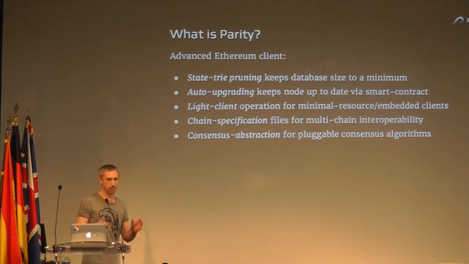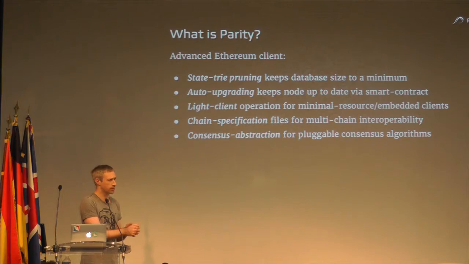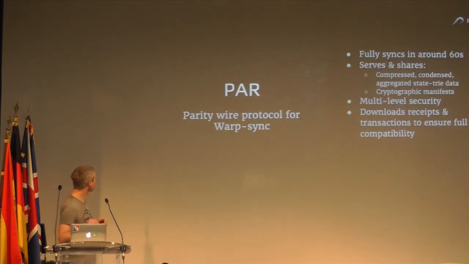automatic upgrading using a particular smart contract, which I'll go into a bit later, light client operation coming in soon, and consensus abstraction and chain specification files so that we can actually alter which consensus mechanism we use. We can develop new ones. And I think Peter was chatting a little bit about that at the end of yesterday. Some of our work in there, I'll go over that a little bit as well in this presentation.